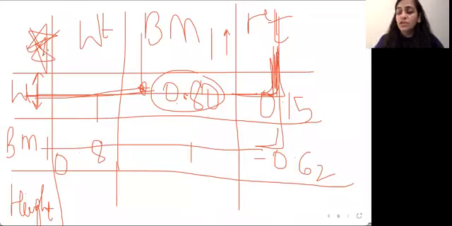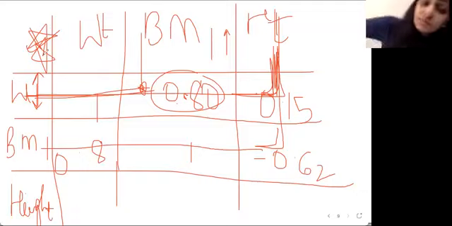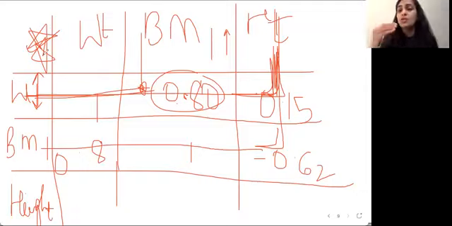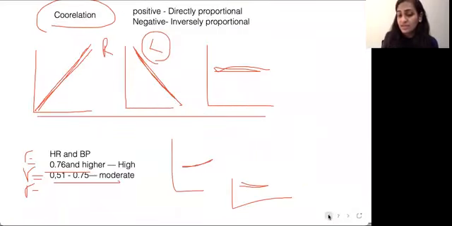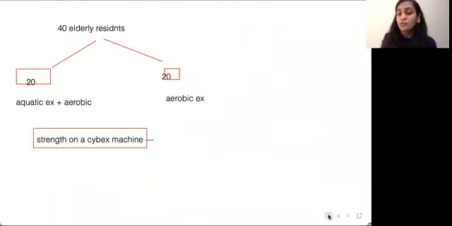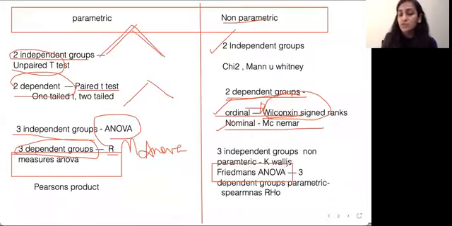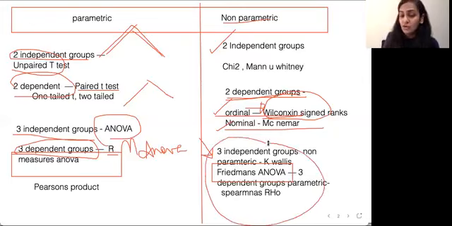In Pasha's question, it said the groups are a repeated measures design, which means you are testing the same group of patients, and they have told you that the data is not normally distributed. If the data is not normally distributed, you know it is a non-parametric test and it is a dependent group. So the only option in that question with dependent groups as well as non-parametric was Friedman's ANOVA, because the other options were chi-square, which is for independent groups.